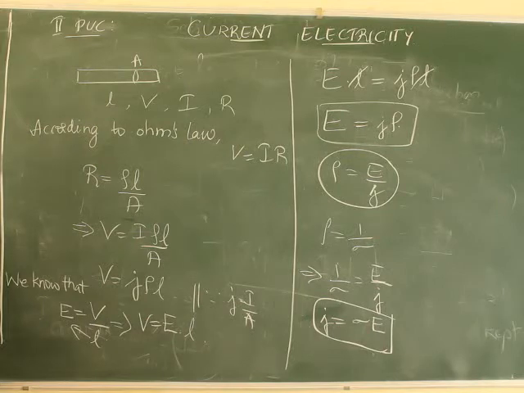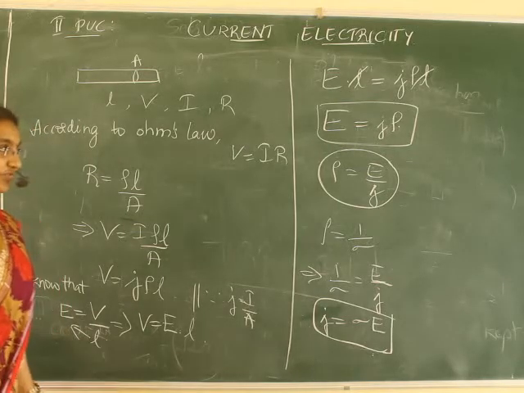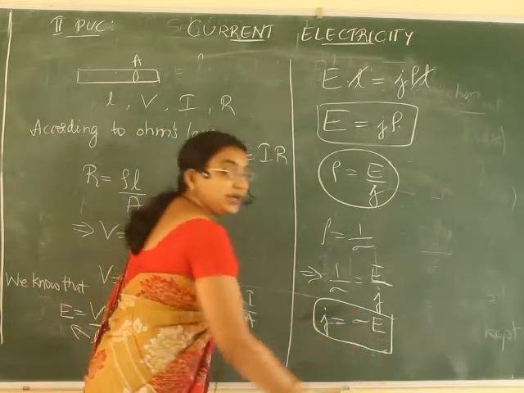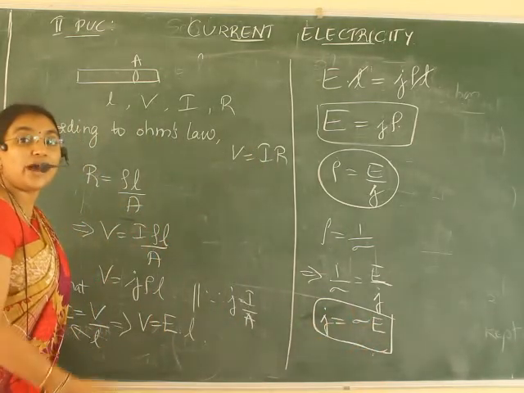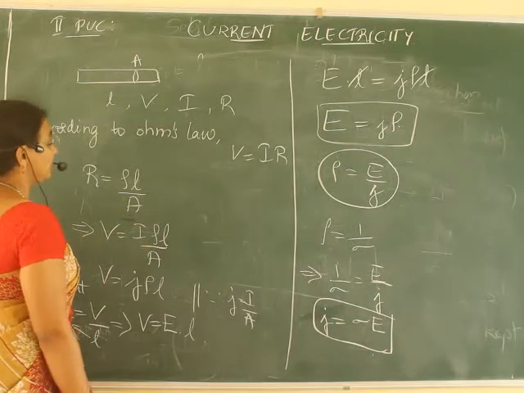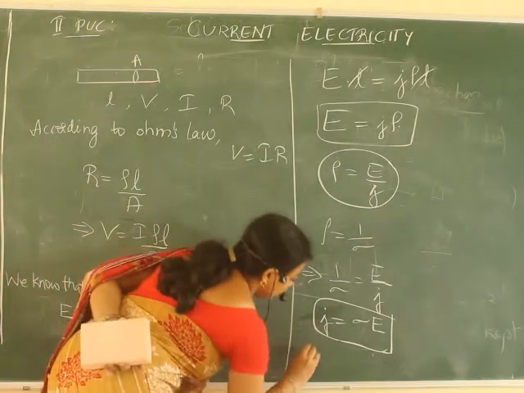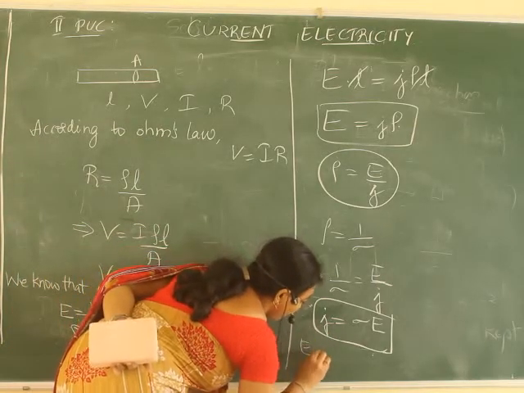So, this derivation is very, very important. It can be asked for how many marks? 5 marks. And also, this is nothing but J is equal to sigma into E. This is an equivalent form of Ohm's law.